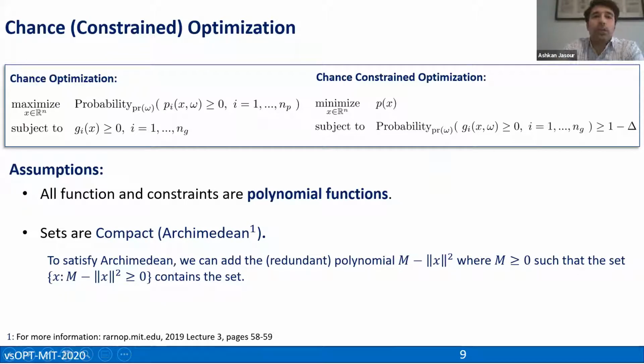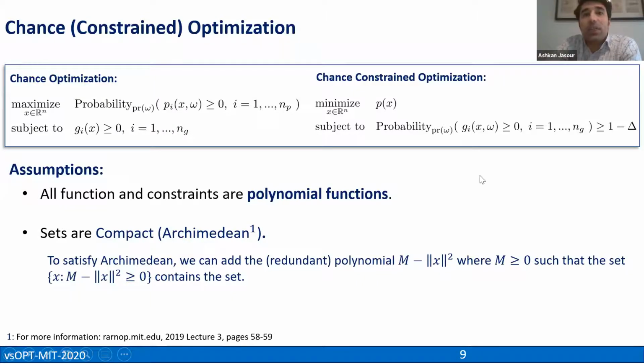So what are the assumptions in this approach? We have two main assumptions. First, all of the functions and constraints inside the chance optimization and chance constraint version are polynomial functions. And also, all the sets are compact, or more precisely, all the sets are Archimedean. And we can easily satisfy this condition by adding a redundant polynomial of this form. By adding this polynomial into the definition of the sets, we can satisfy the Archimedean condition. For more information on Archimedean, you can look at this reference here.